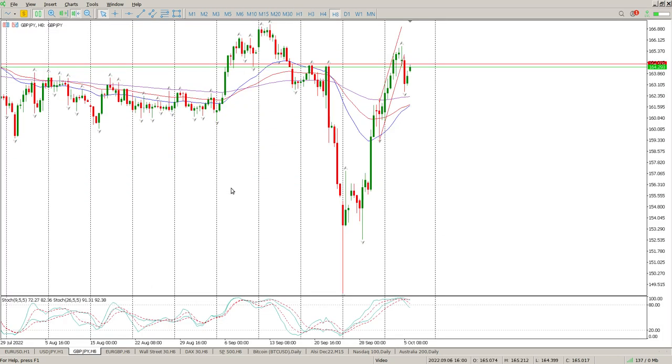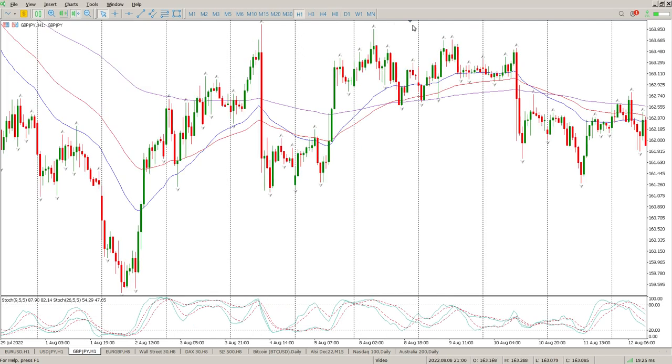Moving on to British pound Japanese yen, we had a channel which I gave you yesterday. We had a solid breakout of the channel, and moving averages all over the place. Oscillators have grouped to the upside, so it was potentially something we had to pay attention to.